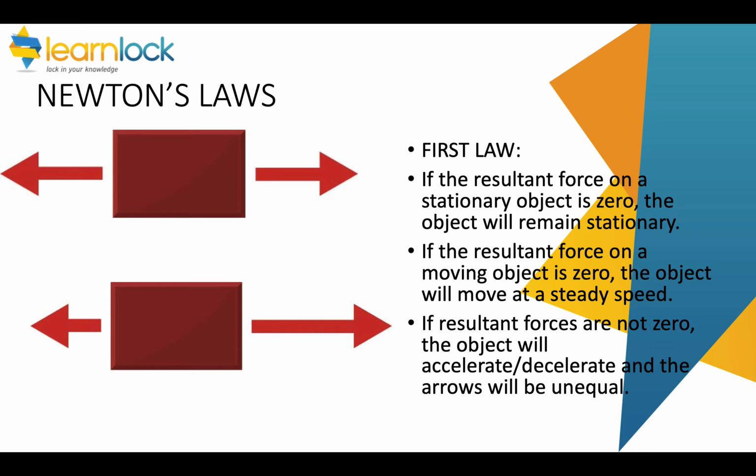The second law is to do with force, mass and acceleration. The larger the force, the more an object accelerates. The larger the mass, the less it accelerates. Force equals mass times acceleration. The third law states that when two objects interact, the forces they exert on each other are equal and opposite.